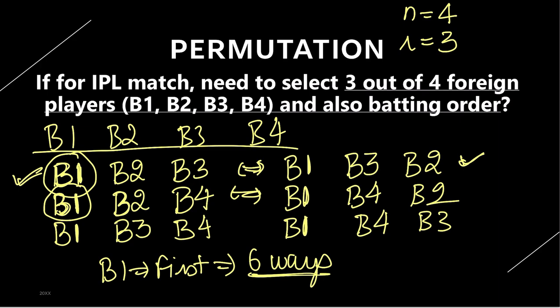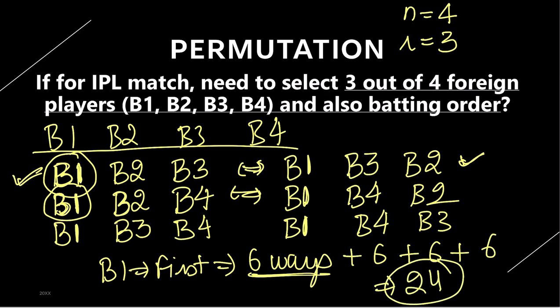So now if you see, instead of B1, if you put first batsman as B2, you will find 6 ways for him as well. If you put B3 as a first batsman, you will find 6 ways. B4, 6 ways. So every time you have 6 ways, 6 ways, 6 ways and 6 ways. So you will get 24 ways of bringing out 3 batsmen out of 4 batsmen when their batting order matters, right? So 24 ways.